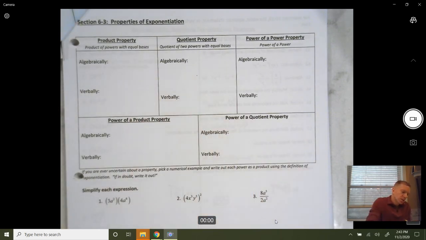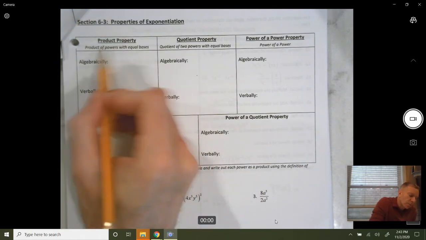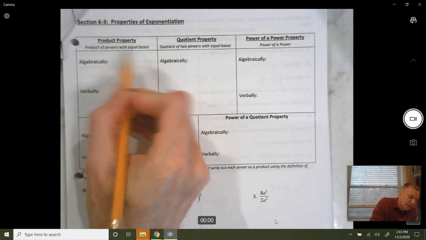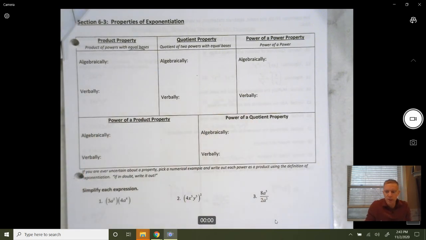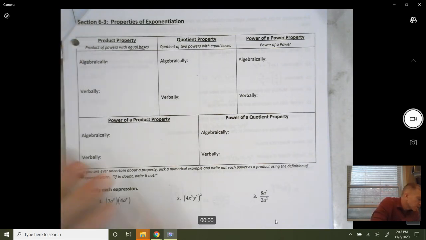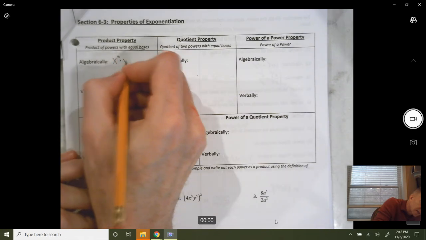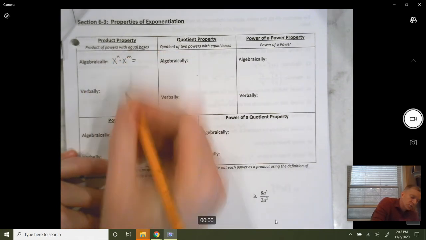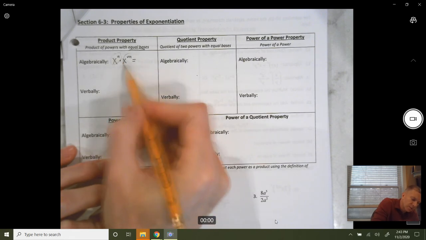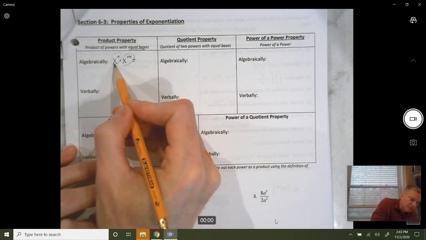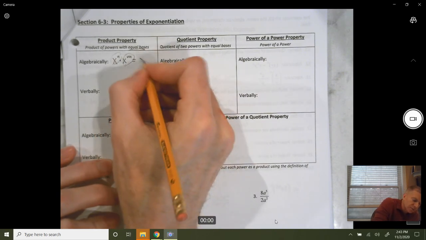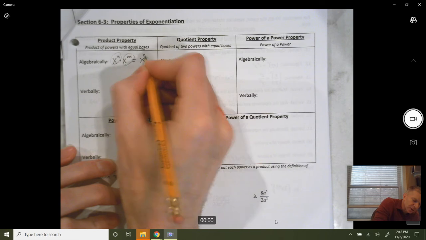Okay, so the product property, when you have a product of 2 powers with the same base. So it's very specific. You can't have 2 powers multiplied together if they have different bases. You can, but you can't apply this product property. So algebraically, it's something like x to the n times x to the m. When you're multiplying 2 powers, this is a power, and they have the same base. They have different exponents. But when you're multiplying 2 powers with the same base, you leave the base alone and you add the exponents.